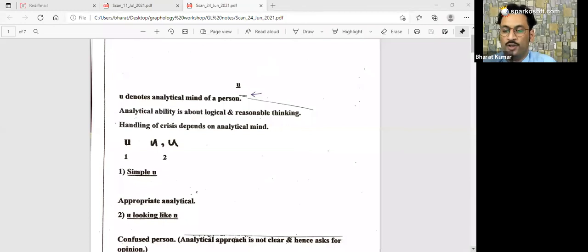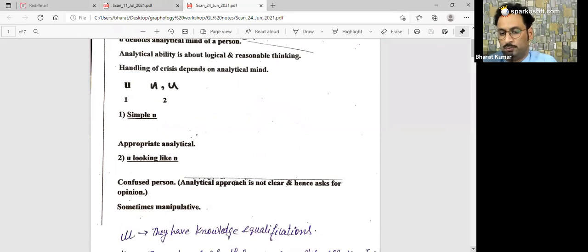Type 2U, check. Type 2U, how many of you are using? Minor variation may be there in the structure, so check it. Thank you, Sangeeta. Thank you, Harpreet. These people having type 2U are a kind of confused person. If your U resembles a little bit of N, you have a kind of confusion in your mind, and their analytical approach is not clear actually.